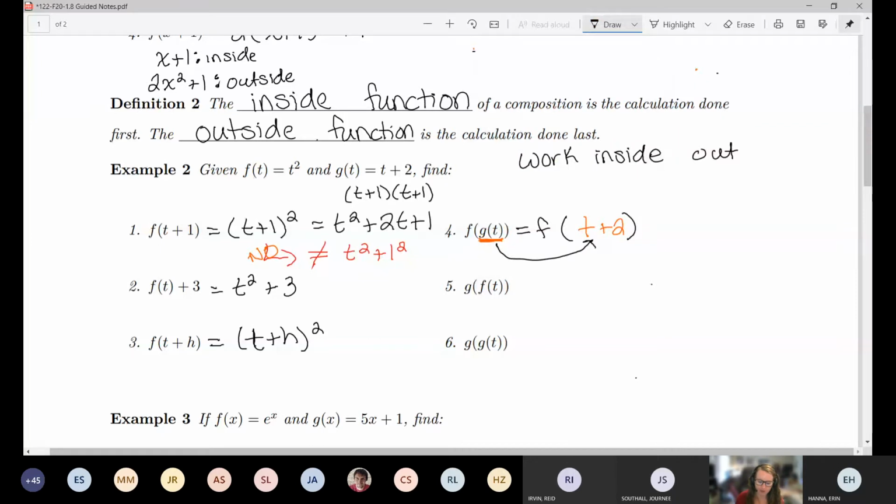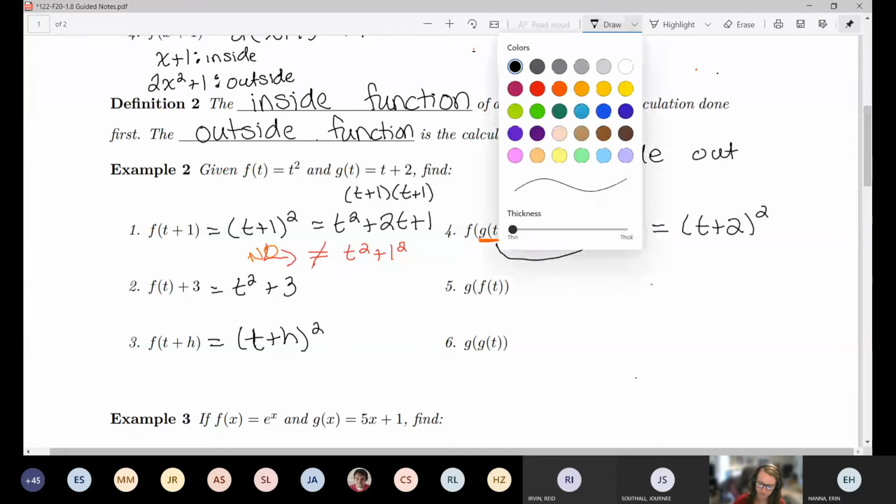And now we look like something we were already working with over here, where we want to plug t plus 2 into the function f. So we'd get t plus 2 all squared. This is an intermediate step. If you get good at these, you don't have to write down the middle step. You can jump from one end to the next. I feel like that middle step helps in the beginning to see what's happening here, instead of just jumping straight to the answer.